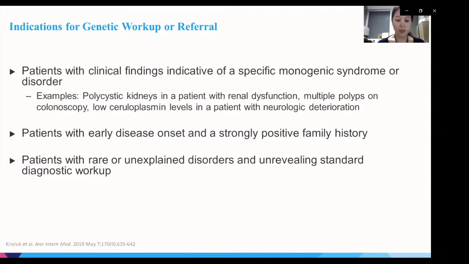Third, and I think this is the one that I really want to highlight because it's probably not as apparent to providers, but it's patients with either really rare disorders or common disorders that are unexplained after an unrevealing standard diagnostic workup. So you can think of someone perhaps who is 50 and had a stroke, and there's really no explanation as to why they've had their stroke, or their renal disease, and they have no other underlying conditions, even though they're older. Those are patients that should be referred to us, to medical genetics.